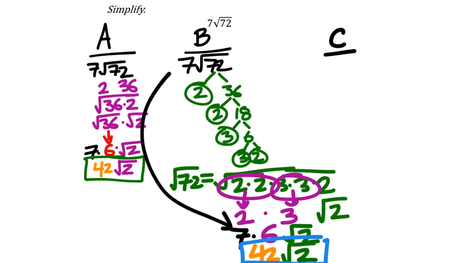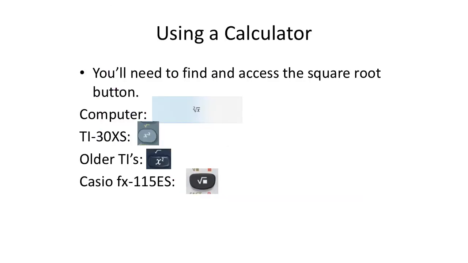Now the calculator method is nice and it's very convenient. There are some problems where you will have to use the calculator, unless somehow you know and are familiar with non-perfect squares, which is very, very rare. Just so we look at this, you'll need to find and access the square root button. On a computer, it's maybe going to look something like this one right here. On the TI-30XS, again, it's right to the left of 7.